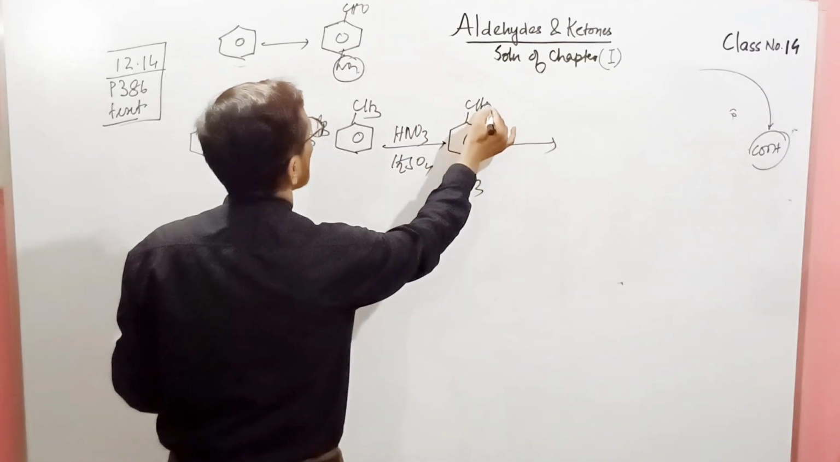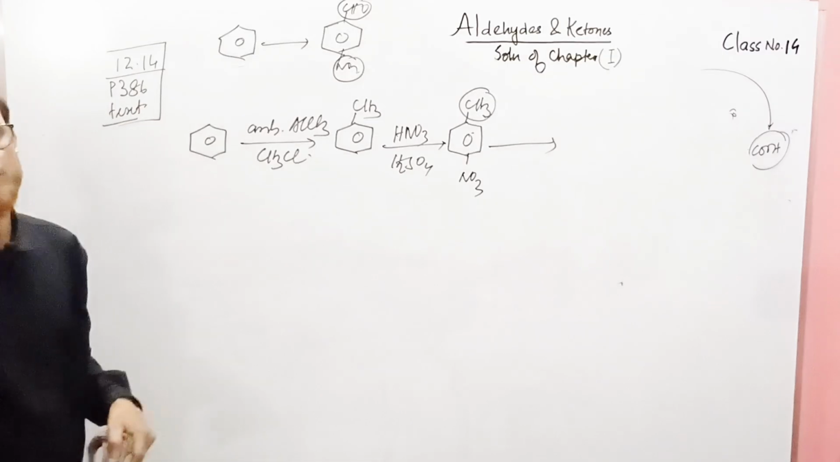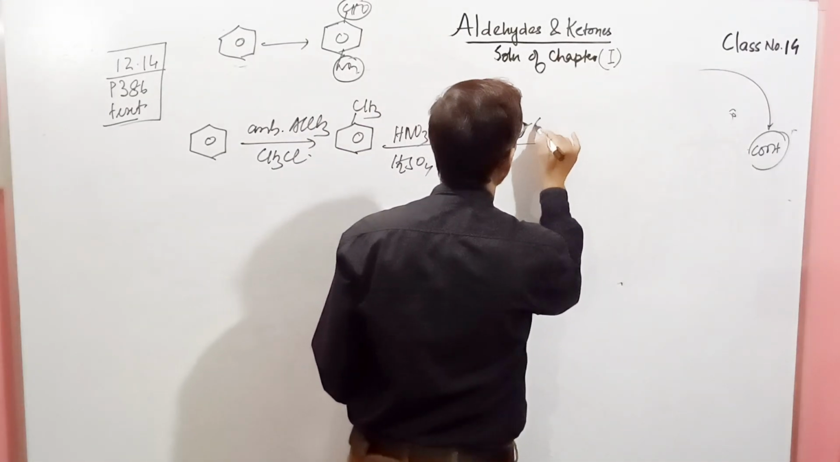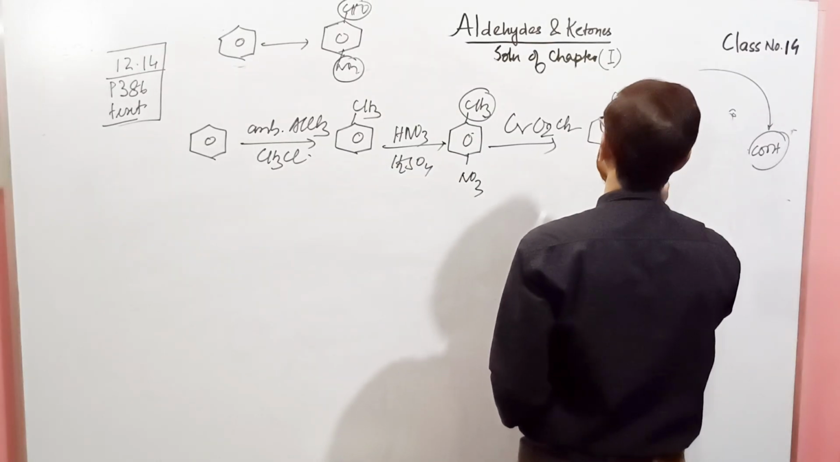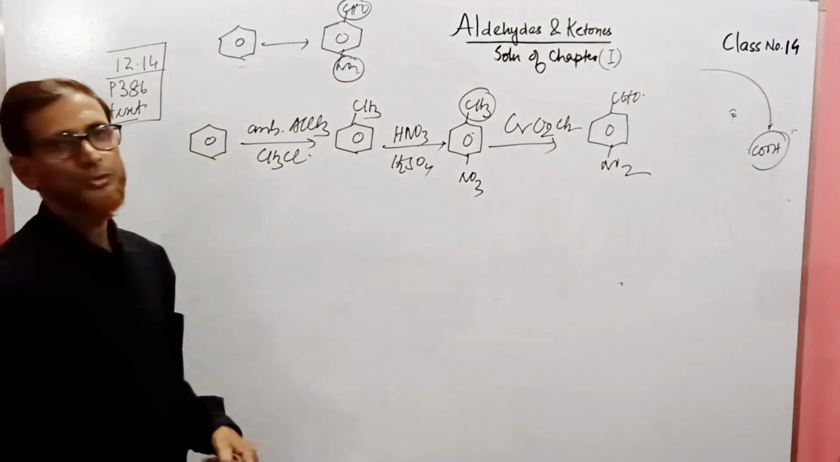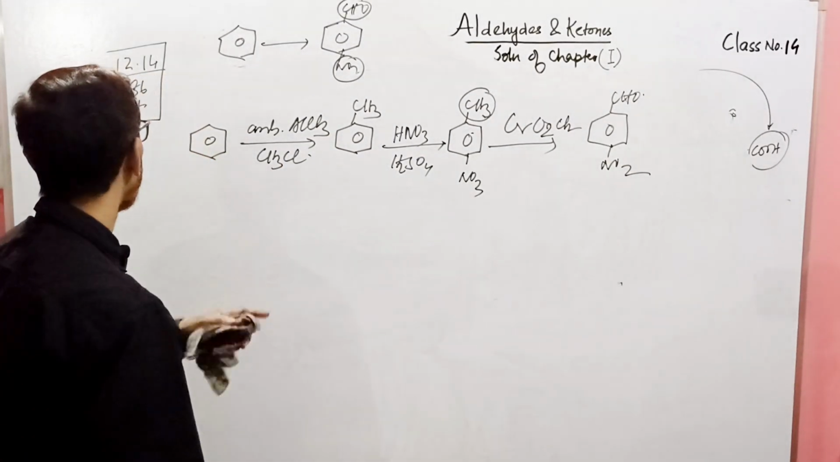Now, in our question, the demand of the question is that finally we should get benzaldehyde. So this is chromyl chloride. Am I right? So in the Etard reaction we have got it. CH3 becomes CHO in the presence of CrO2Cl2. So this is very simple. So we have prepared it.